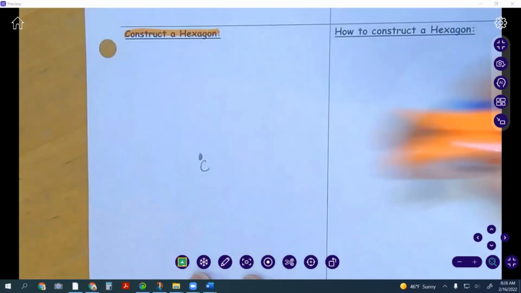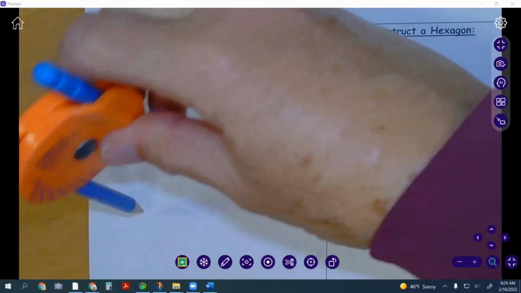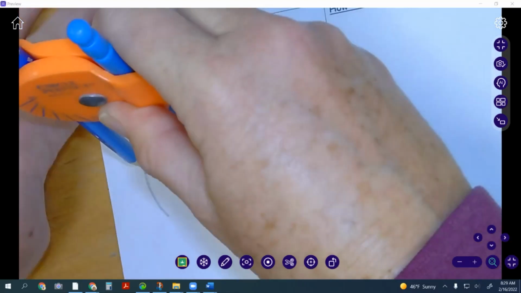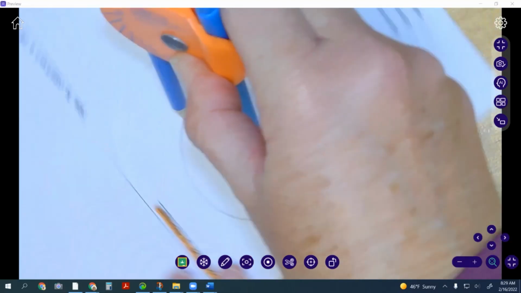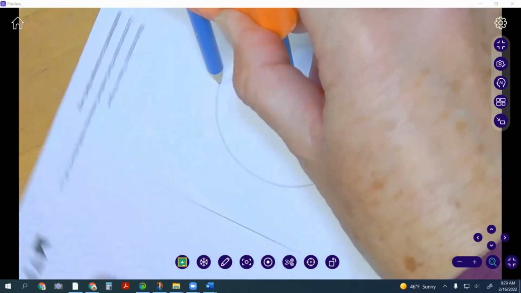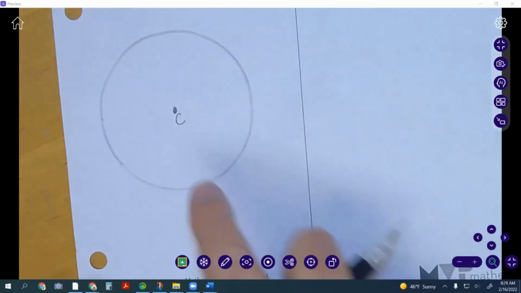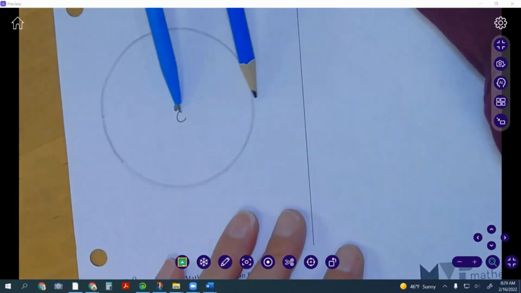So whatever that radius is, we're going to get that circle. You're going to draw your circle. So you're going to get your circle and make sure you have your center. That way, if you have to remeasure your radius because you moved it by accident, you can easily do it. We don't have to find the center. So we're going to keep that radius.